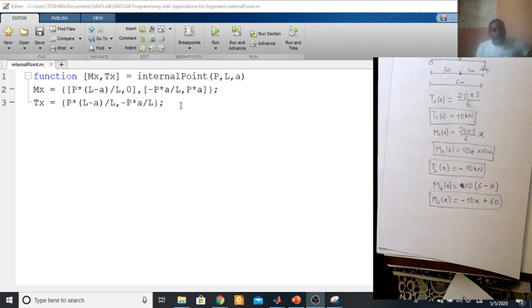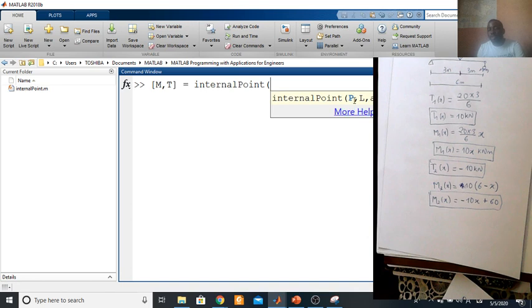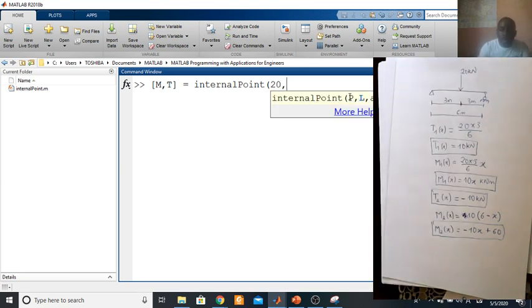And then let's go and use this function now on our command window. Okay? So to use it, what would I say? Internal point. I'll call the two values, let me call it this time m comma t. Okay, m comma t will be equal to internal point. So MATLAB should propose us the values according to what we have created. Oh, 2018 is really, really slow on my computer. Come on, internal point. Have I spelled it right? Good, thank you. So we have to indicate the value of p. Our value of p here is 20. All right, so we have 20 comma, we have to indicate the value of l. Our value of l here is 6 comma, indicate the value of a. Our value of a here is 3, right?